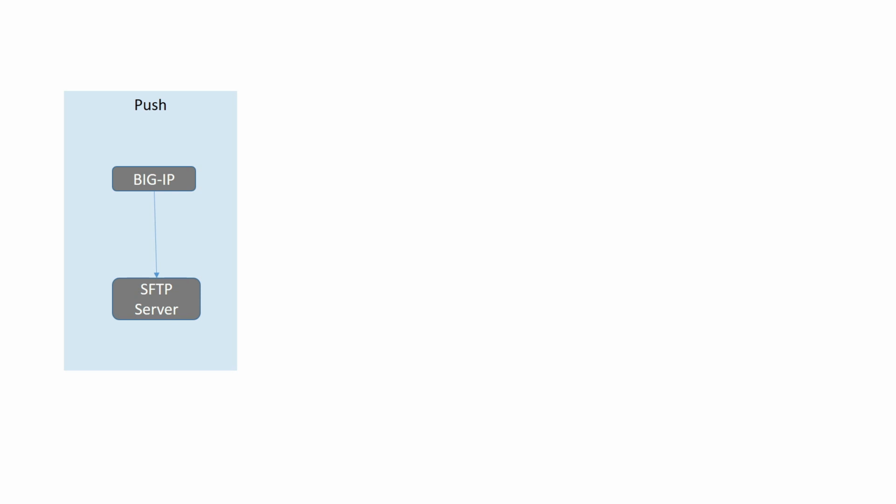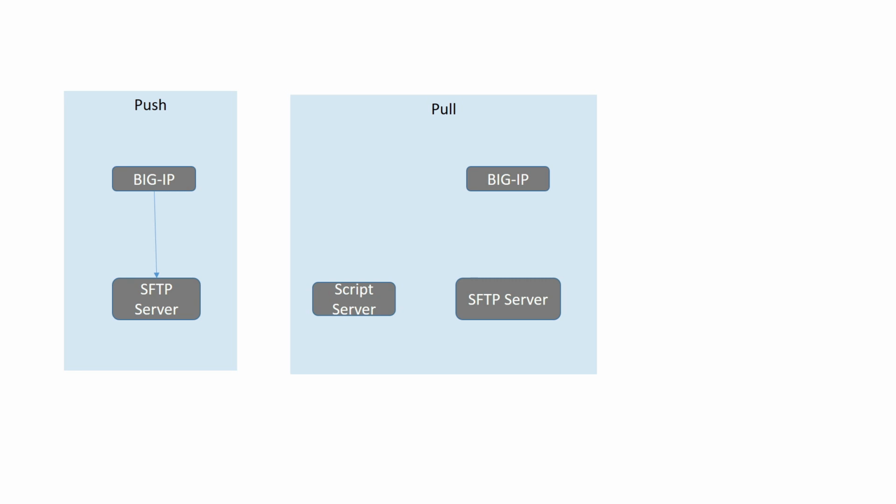Now let's discuss the pull solution. Under the pull solution you have a BIG-IP device, an SFTP server, and a script server. The script server has the script running on it. Using that script, it logs into the BIG-IP device, and the BIG-IP takes the backup of the configuration. Then the script server tells BIG-IP to forward this backup file to the SFTP server.